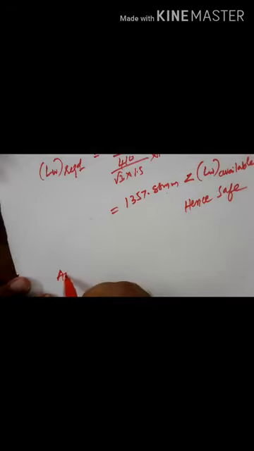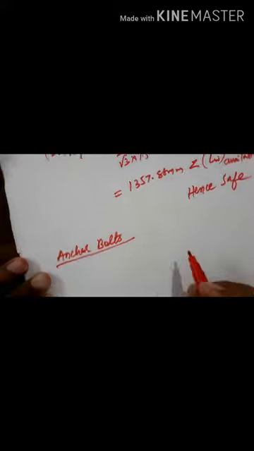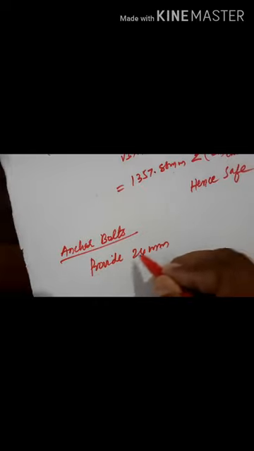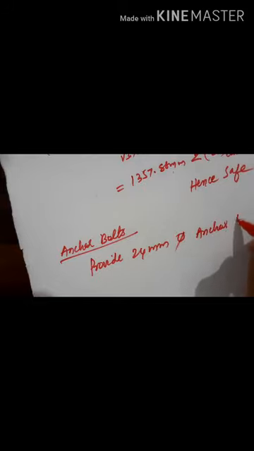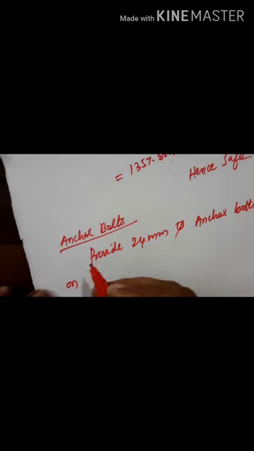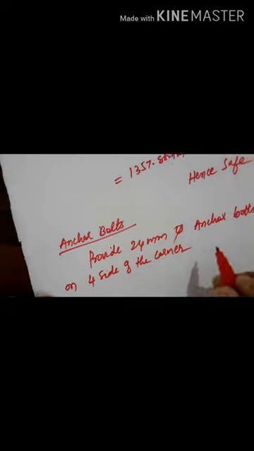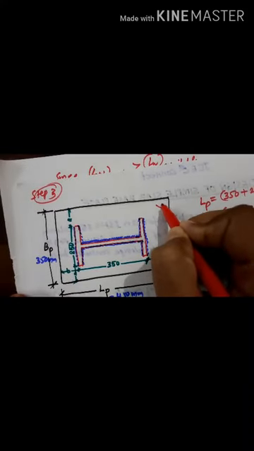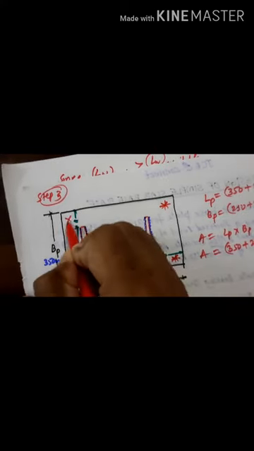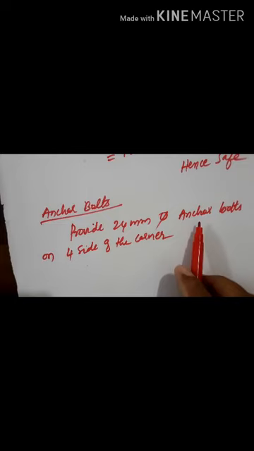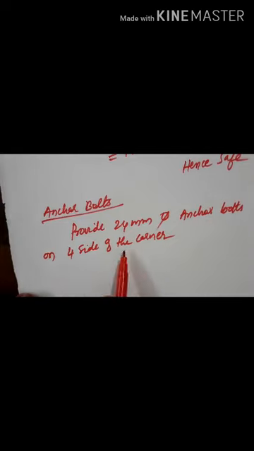Okay. But lastly, anchor bolts. Anchor bolts you need to provide. So provide 24 mm dia anchor bolts on 4 sides of the corner. In this one you have to provide here 1, 2, 3 and 4. So on all the 4 corners you have to do the anchoring. Just you need to write one line: provide 24 mm dia anchor bolts on 4 sides of the corner.